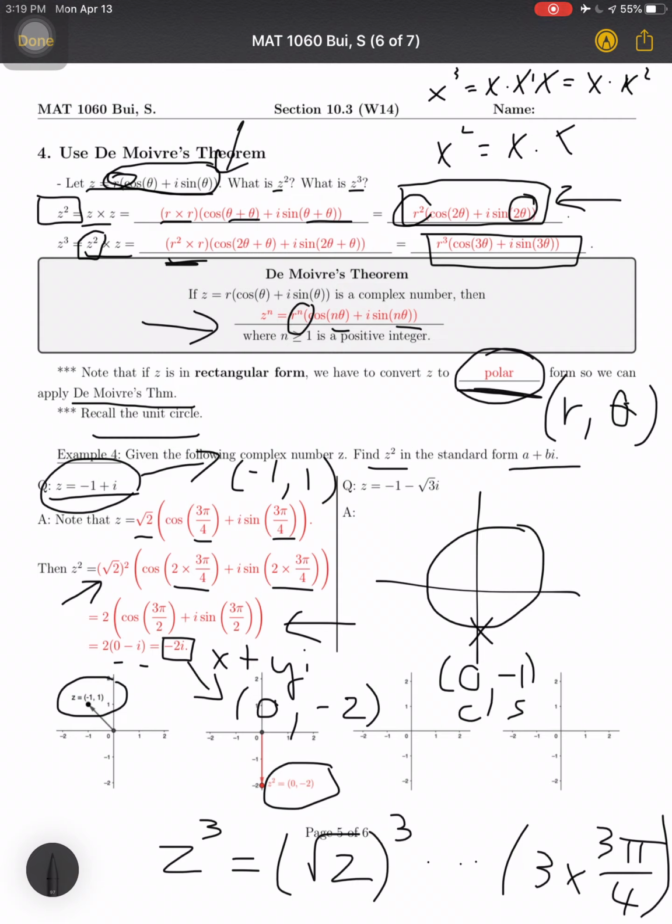Okay. So I would want you guys to do the same thing with this z number in here for your try problem. In the first diagram, I want you to draw z. And in the second diagram, you have to draw me z squared.